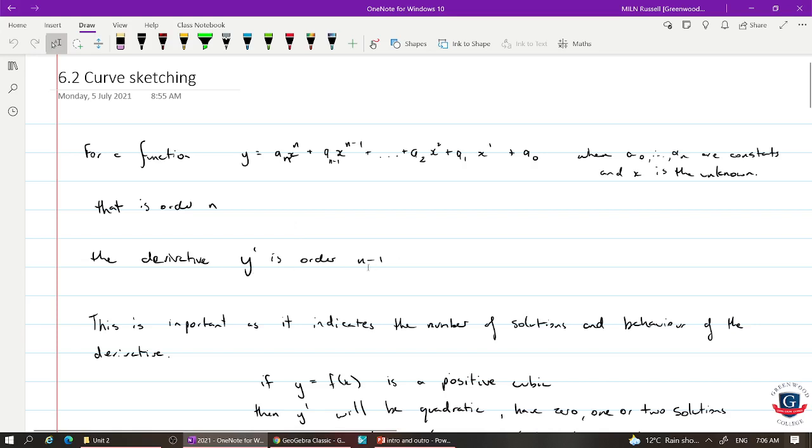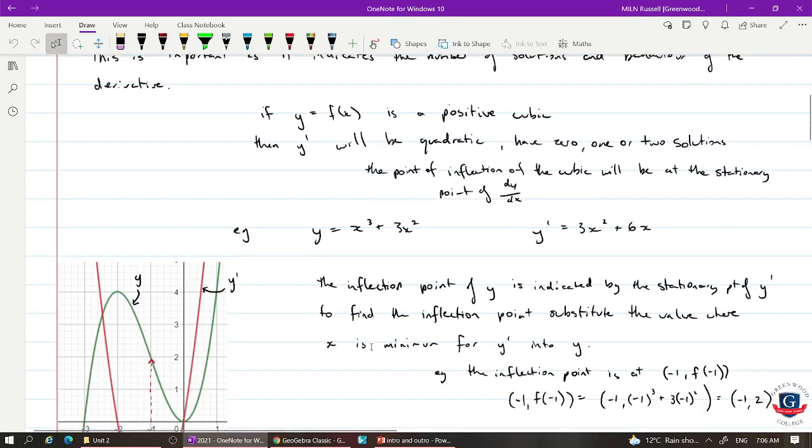So this is important because if you have a quadratic function to start with, your first derivative will be linear. If you have a cubic function to start with, your derivative will be quadratic. If you have a quartic to start with, the derivative will be a cubic, and so on and so forth. And so if you know the order of the original function, you also know the order of the derivative and what it will look like. So here's an example.